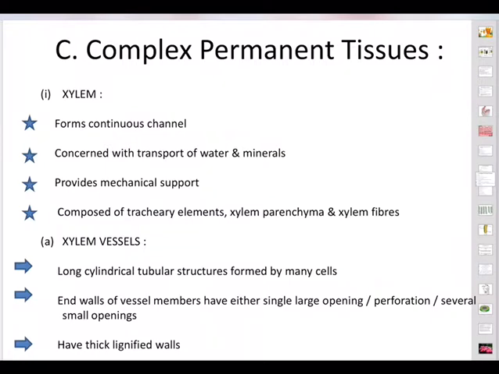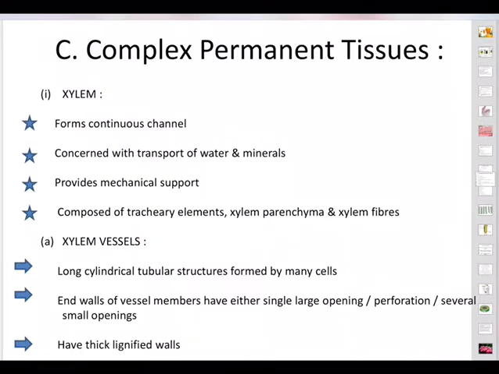and phloem. What is the difference between simple permanent tissue and complex permanent tissue? In simple permanent tissue there is only one type of cells and they have lost the ability to divide. In complex permanent tissue there are more than one type of cells, and they too have lost the power of cell division. So complex permanent tissue has got more than one type of cells. What are those? Let's see. Basically, complex permanent tissues are of two types: xylem and phloem.